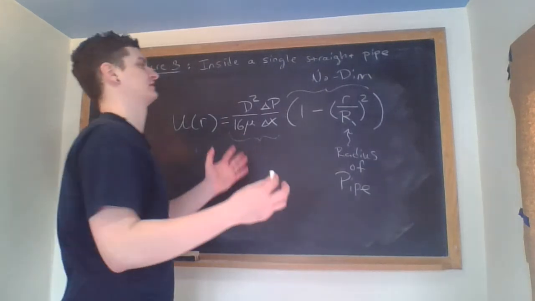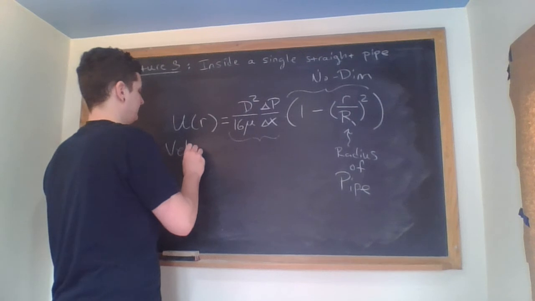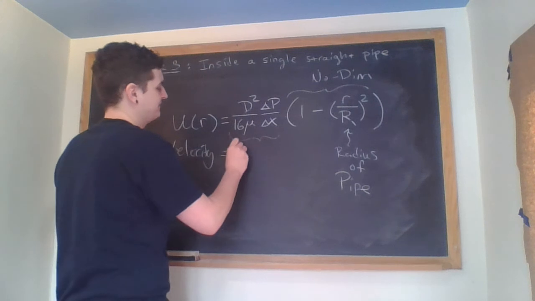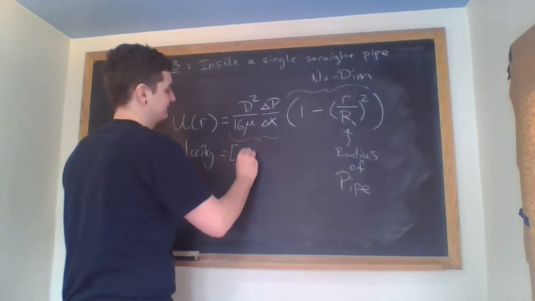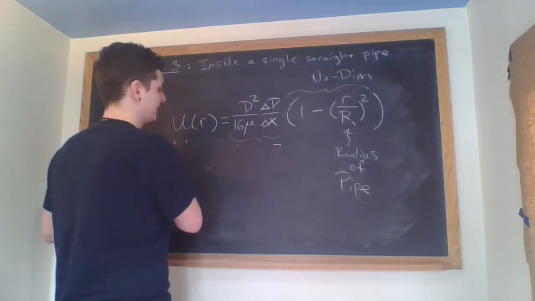Dimensional analysis even tells us one thing. There are no dimensions right here. This is velocity. Sorry, that means this has to have units of velocity. So that would mean that this is in meters per second. And you can verify that.